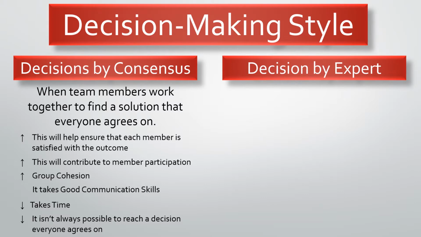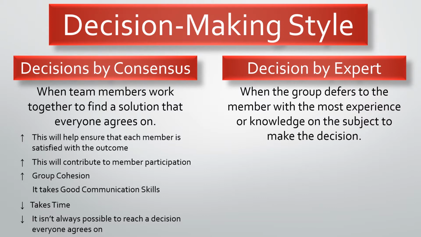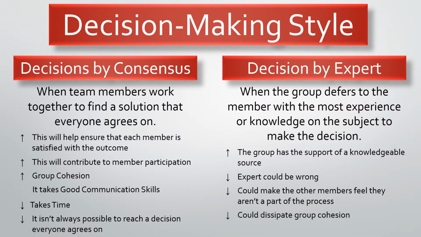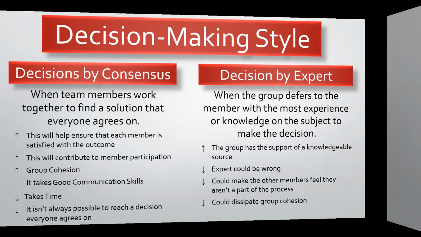The decision by an expert is when the group defers to a member with the most experience or knowledge on the subject to make a decision. This style can be useful since the group will know they have the support of a knowledgeable source. Although the expert could be wrong, it could also make the other members not feel like they are part of the process, dissipating cohesion. There are other methods to decision making, but these are the techniques I use.